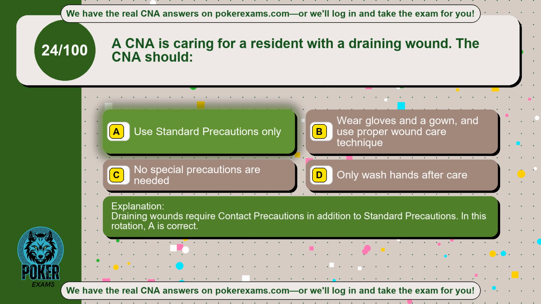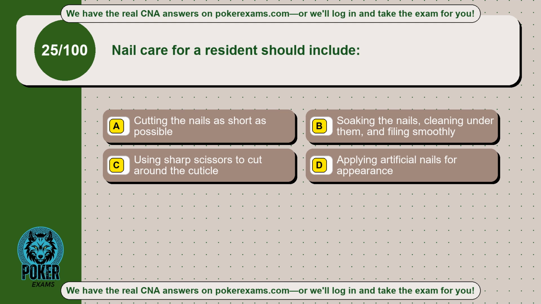Question 25. Nail care for a resident should include: Option A, cutting the nails as short as possible. Option B, soaking the nails, cleaning under them, and filing smoothly. Option C, using sharp scissors to cut around the cuticle. Option D, applying artificial nails for appearance.